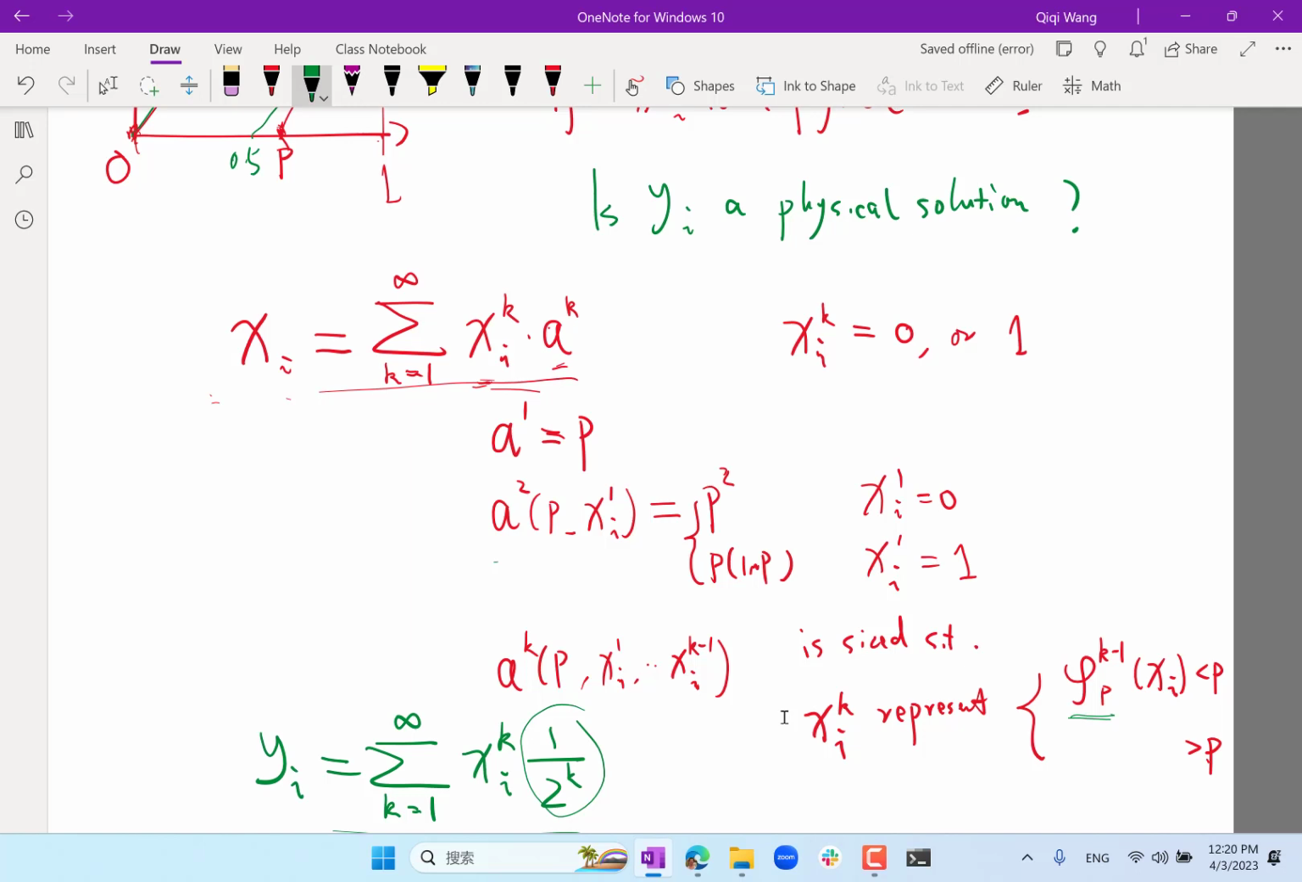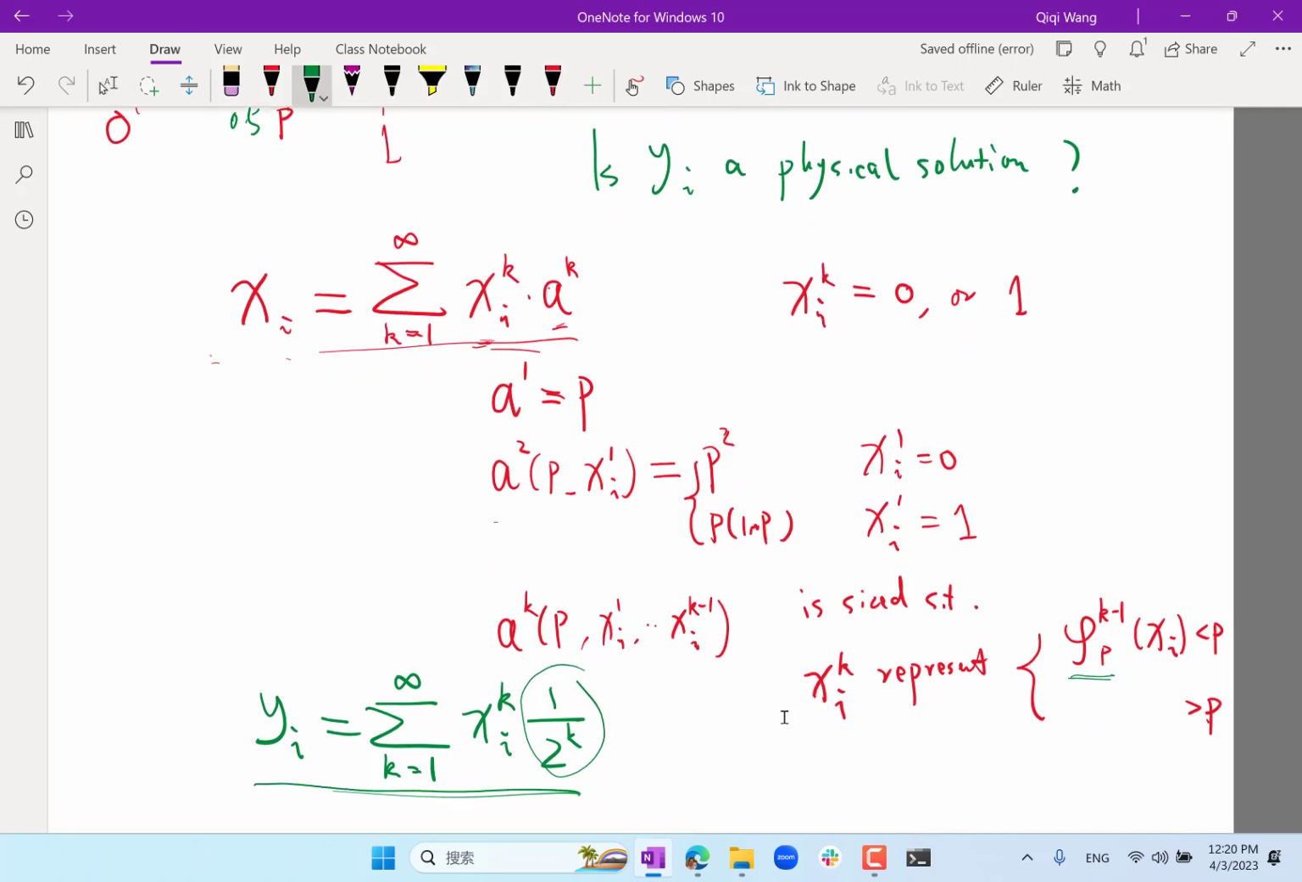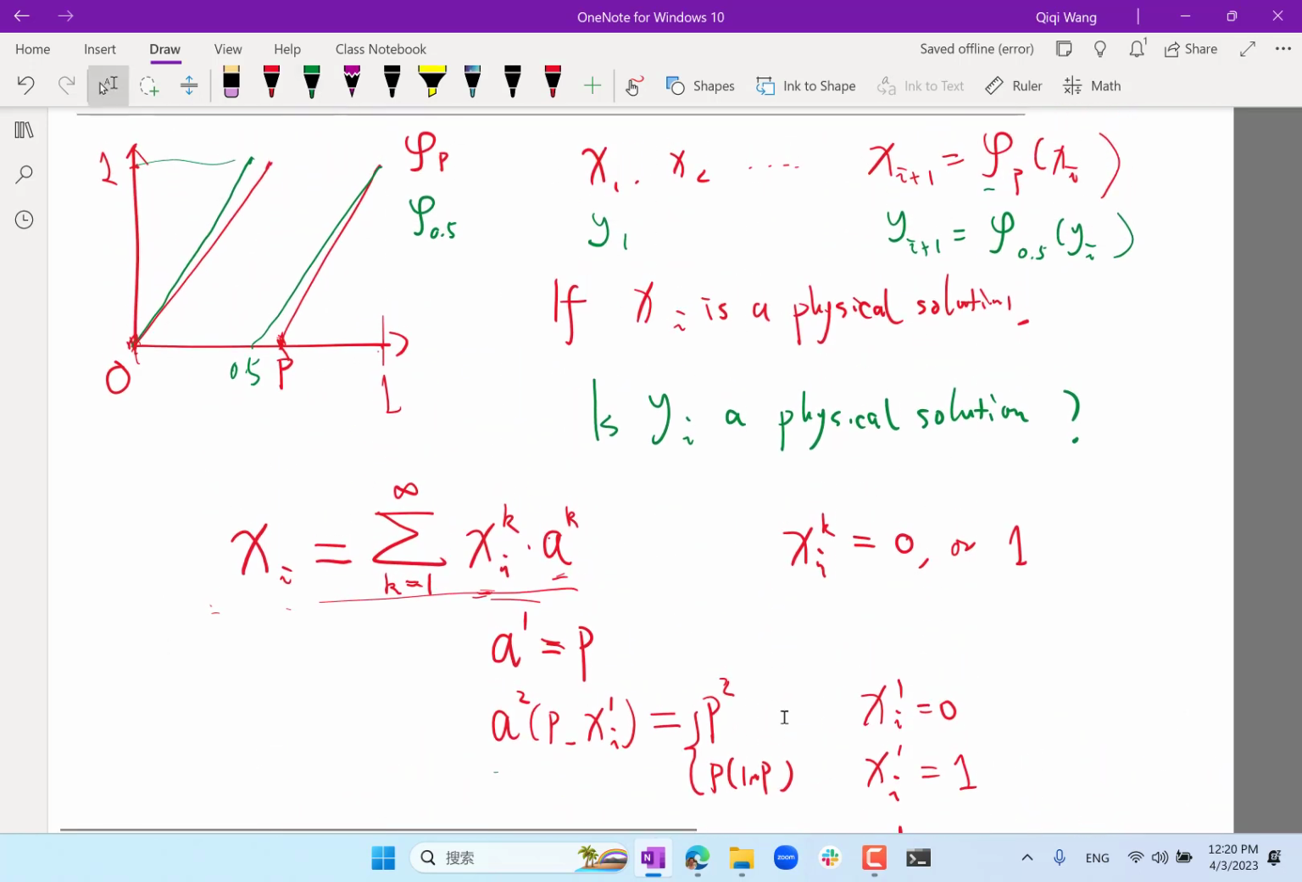Okay, now let's consider yi. Is yi a physical solution or a non-physical solution? The answer is that yi is not going to be a physical solution. Why? Because think about the perturbed map. What is going to be the equilibrium distribution of the perturbed map? Well, it may not be obvious at first sight, but the equilibrium distribution of the perturbed map is still a uniform distribution. You can use exactly the same proof as we applied for the original sawtooth map, right?